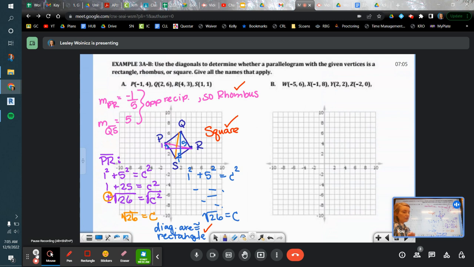Okay, I was just looking ahead at the next two examples. They're like these. They're the same direction. So we're not going to do all of these. We're just going to do one more and then we're going to call it.